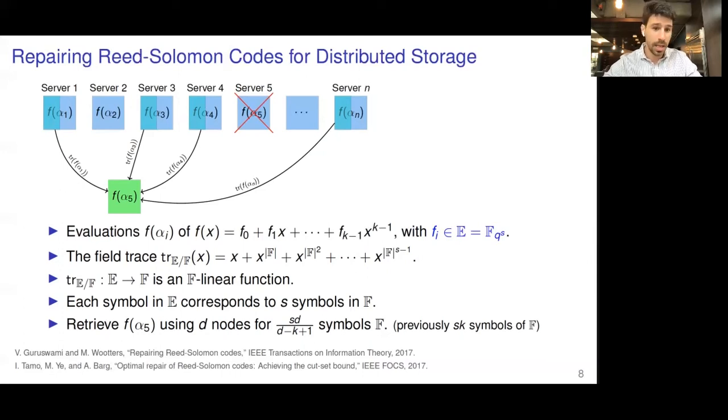Last year, Olga Milenkovic published a paper with an elegant solution to repair 2 or 3 failures simultaneously. I'd like to highlight here that as the number of nodes contacted increases, the download cost to retrieve the evaluation of interest decreases, which goes asymptotically to s symbols of the smaller field F, which corresponds to 1 symbol in the extended field.